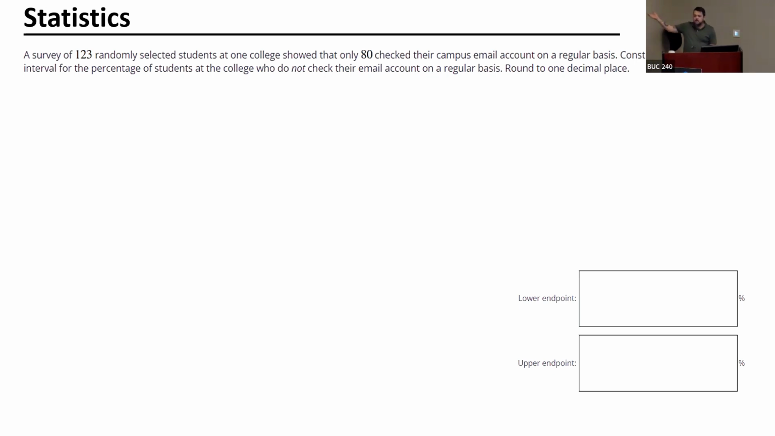Can you do it by hand, or can you use your calculator? What would be the button if you use your calculator? 1-PropZInt, not test. Interval, 1-PropZInterval, exactly.